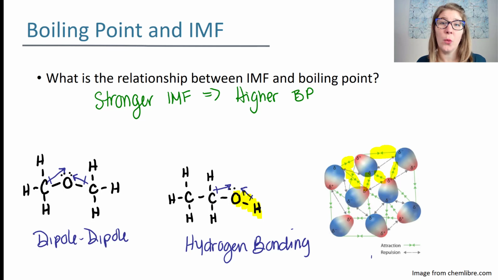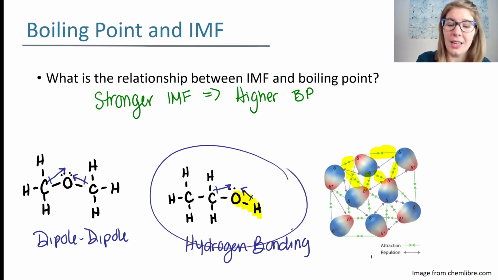So now that we know one of these experiences dipole-dipole, and the strongest force the other experiences is hydrogen bonding, we know that the stronger the intermolecular force, the more energy it takes to break that attraction, resulting in a higher boiling point. This one is going to have the higher boiling point. How much higher, you ask? Well, let's put some numbers to it.